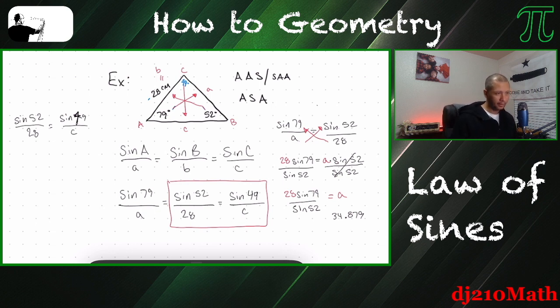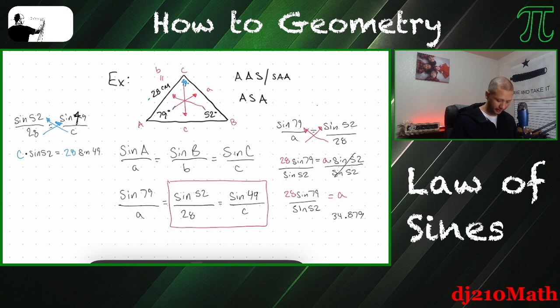Okay, again, all the variables are filled in except for little c, so we need to isolate little c. My technique, I like to bring up the denominators across. So this is going to be little c times sine 52 is equal to 28 sine 49.